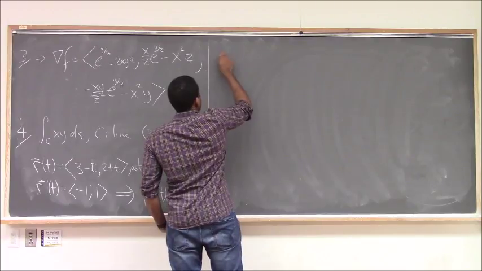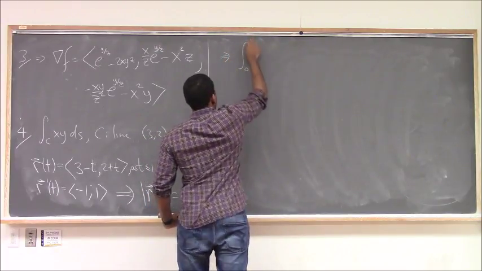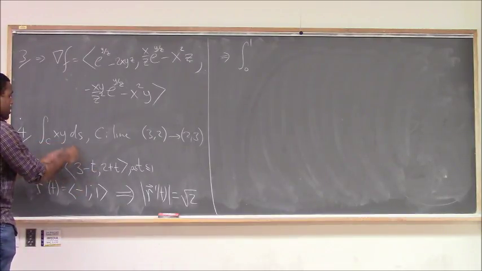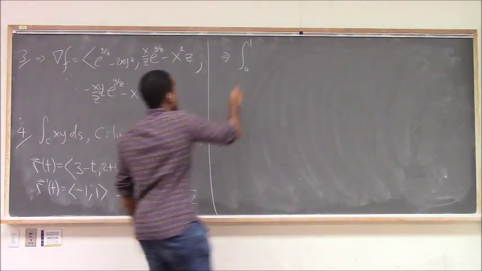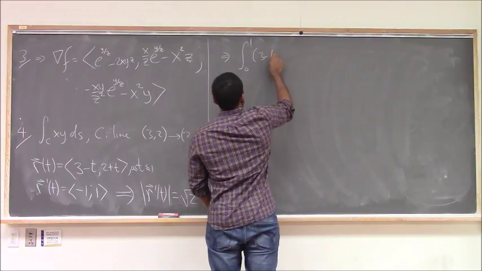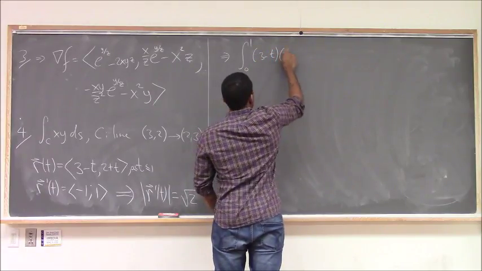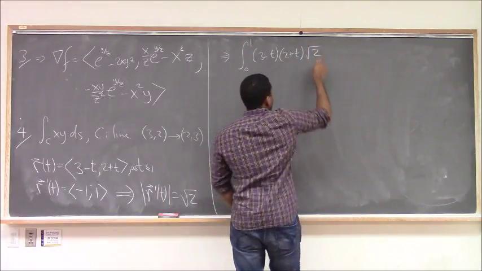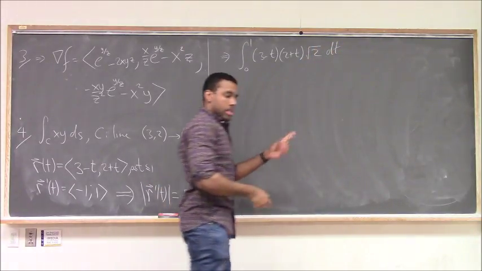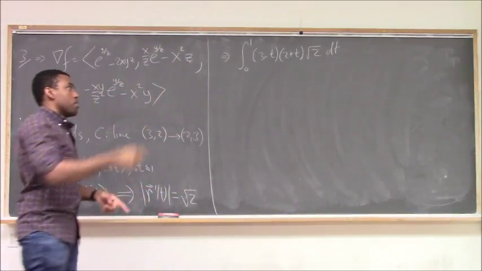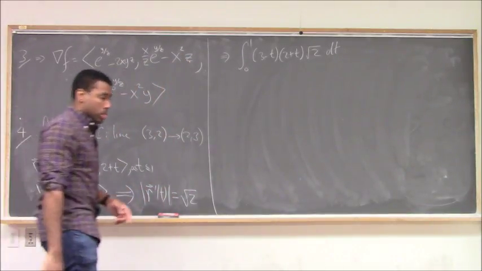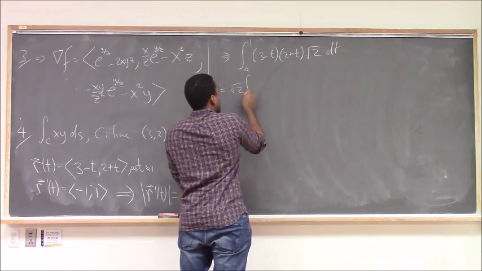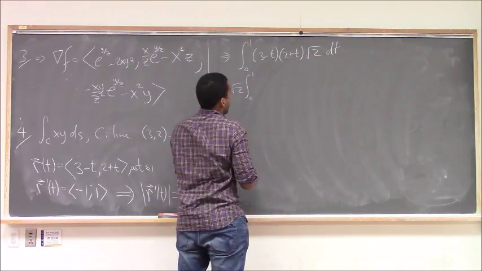So this gives us the integral from 0 to 1 because that's our limits here. I'm going to replace the x with this expression, the y with that expression. 3 minus t and 2 plus t, times the square root of 2 and then dt. And again, that's using the formula that I had you memorize earlier in the quiz, in the earlier problem. So that's radical 2. And from here, it's kind of like calc 1, basically.